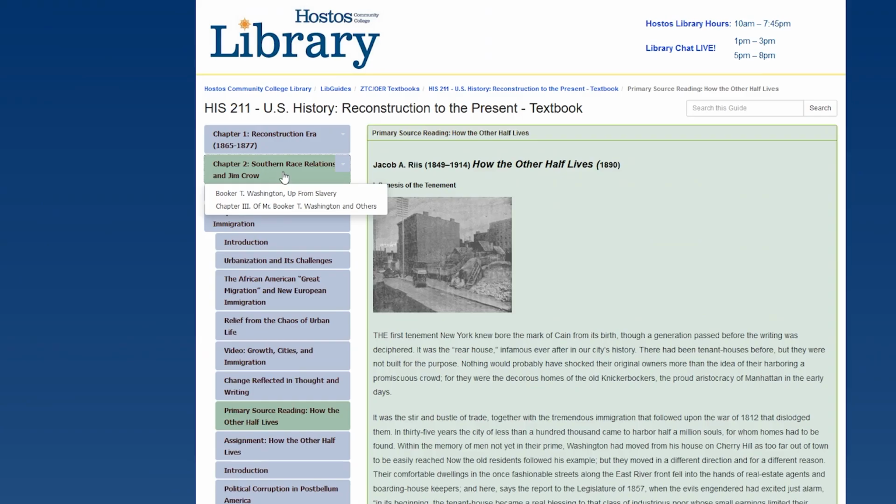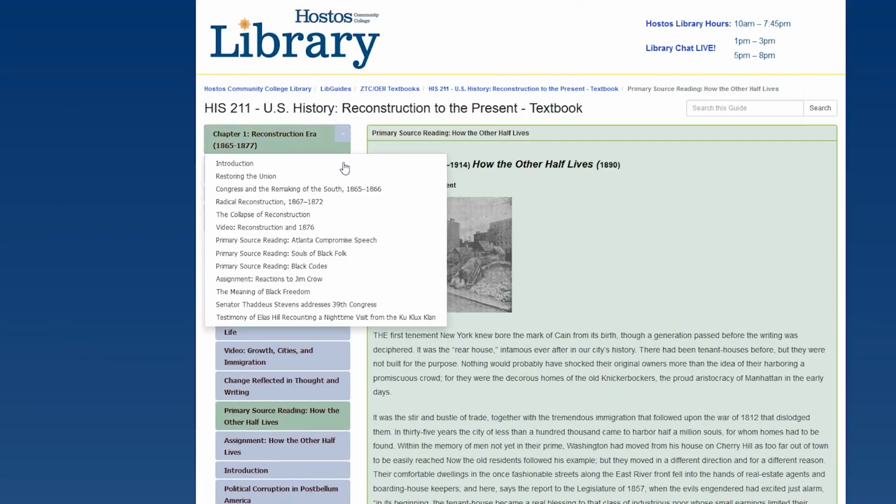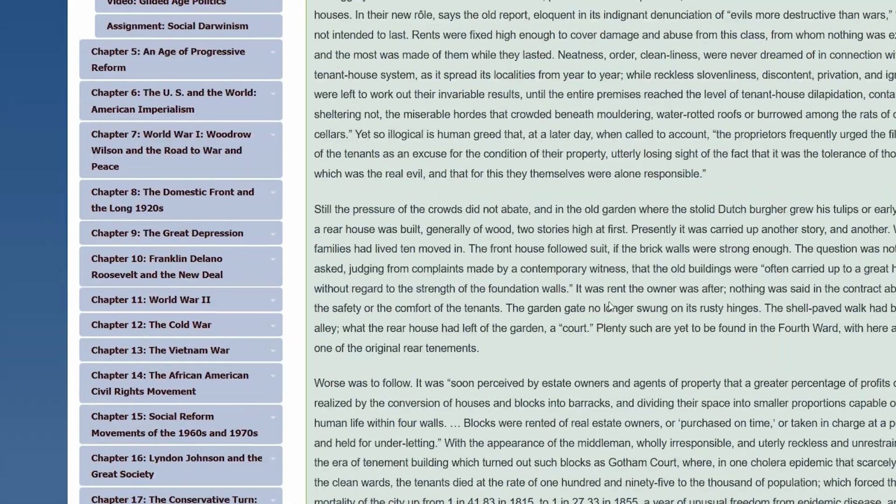And then if they click on tenement housing, there's another link here that's kind of the same. This one's probably the longest one. So again, you have to differentiate here, but this is from How the Other Half Lives, another primary source document that just goes through tenement housing.